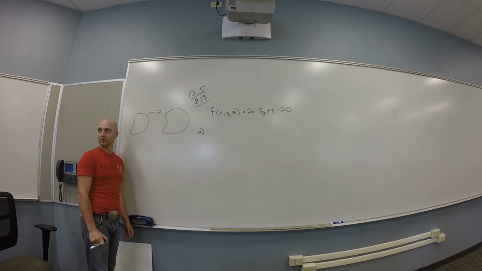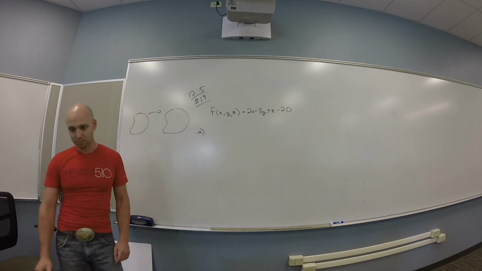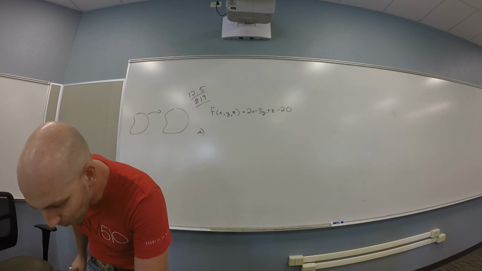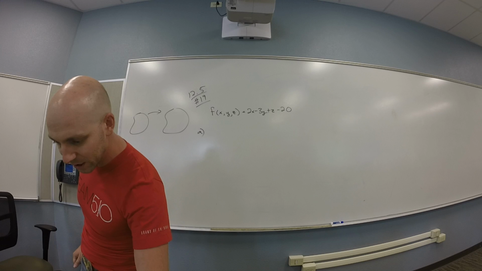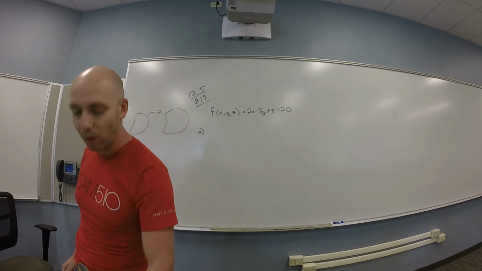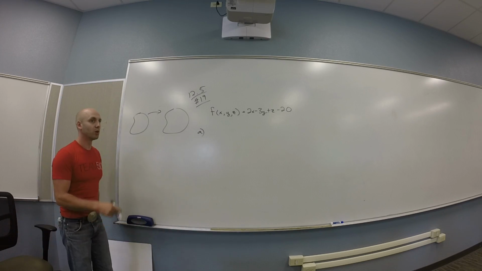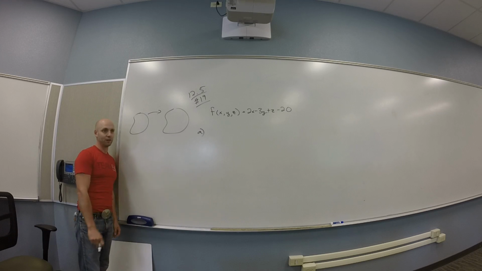We have x, y, and z. Don't have to put the output. So it says, suppose the function f gives the temperature in degrees at a point. Right? So what's the category of input here? Like, affect temperature? No. Position.